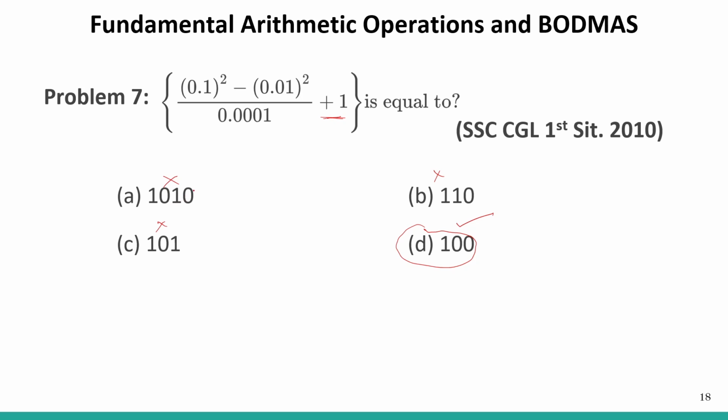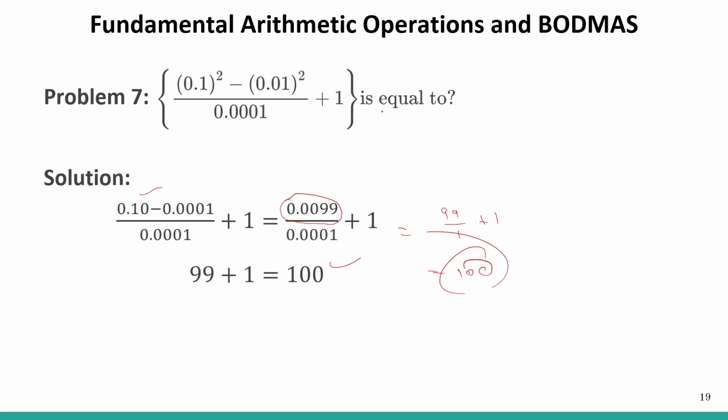This problem also seems a bit tricky, but what you need to do is follow the BODMAS rule. So what does the BODMAS rule tell us? You search for brackets first. There are multiple brackets. This bracket is there, this bracket is there, this bracket is there. You start with the innermost brackets, which are this bracket and this bracket. So you simplify these first.